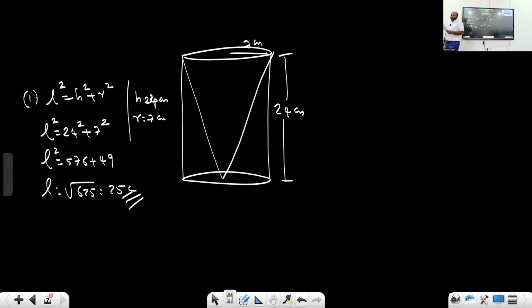Second one, external curved surface area of the cylinder. It is the CSA of the cylinder only. What is the CSA of the cylinder? 2 pi r h.